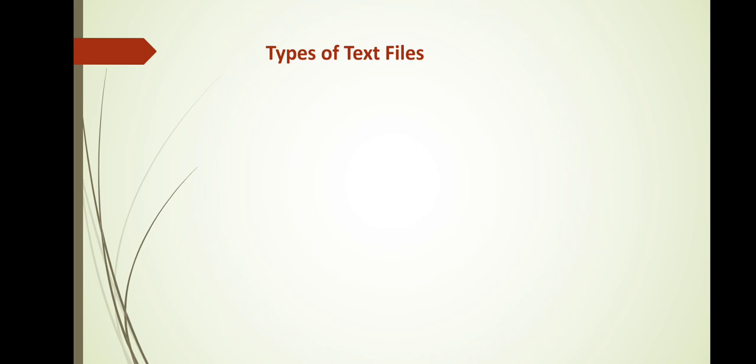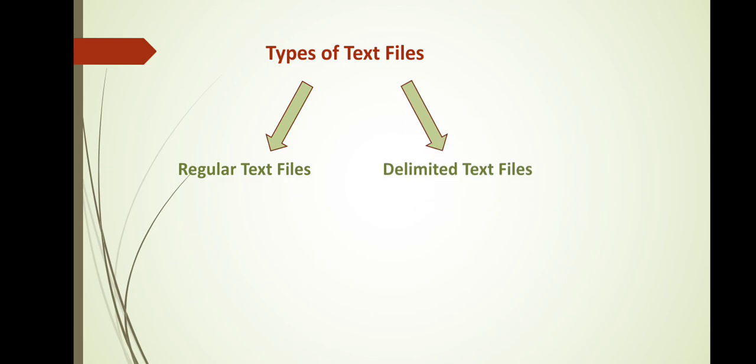Now when we talk about text files, they are of two types. The first one is your regular text file that you normally create in Notepad. This type of file is saved with the .txt extension. Another type of text file is your delimited text file. Now what happens in a regular text file? When we type a sentence, each word of the sentence is separated by a single space.